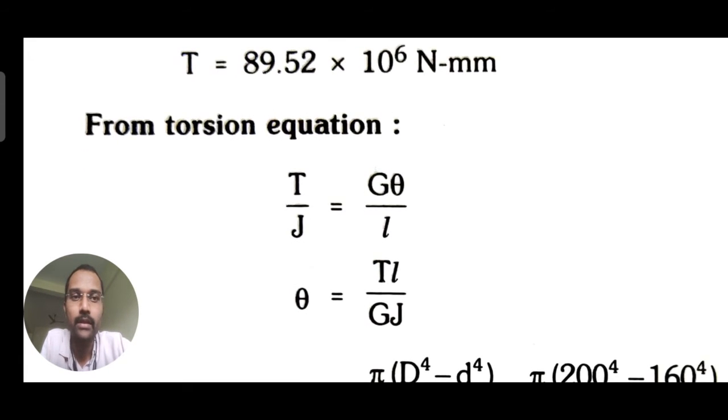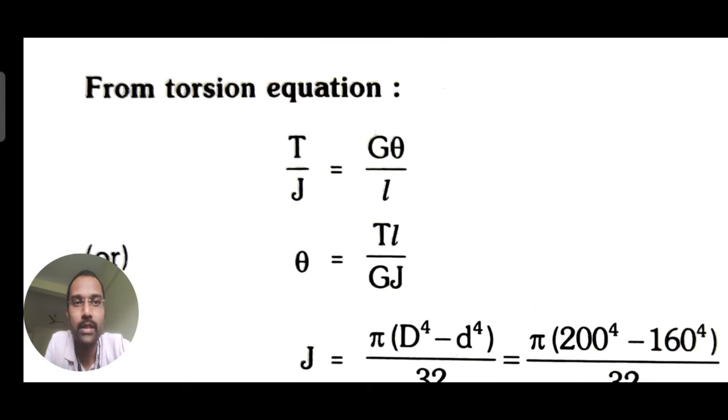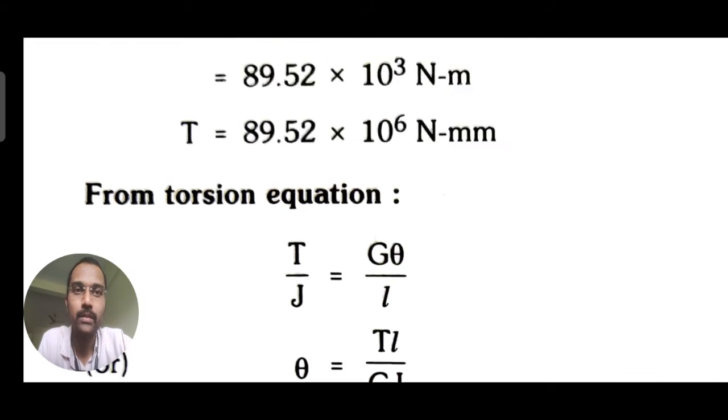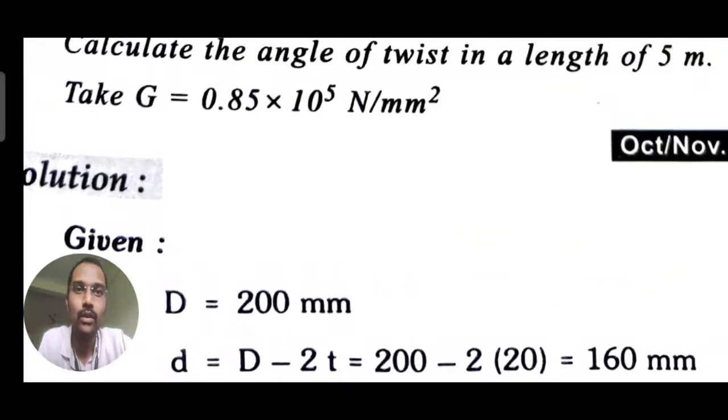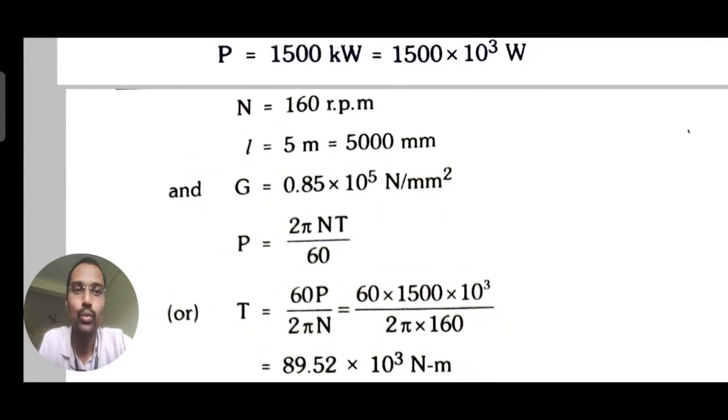And here, what are the unknown values in this case? To find theta, we have to know the torque T, and the length of the shaft, which is given in the problem, that is 5 meters, I think. G value is mentioned, that is 0.8 into 10 to the power of 5 something, and J. So J is the polar moment of inertia for a hollow shaft. Here it is considered a hollow circular shaft. So two things you have to find out.